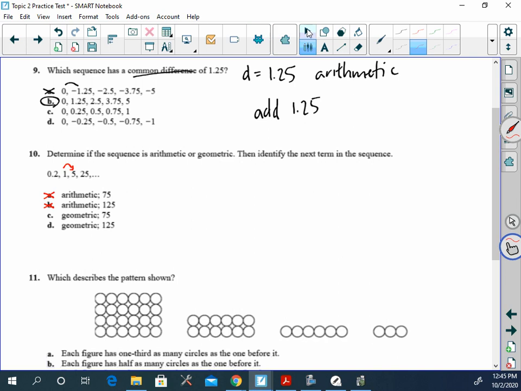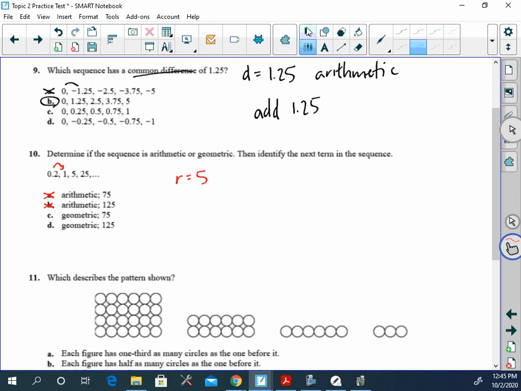So geometric is trying to figure out what we are multiplying by. This first one's a little bit harder to see, but if we shift over here, you can see you're multiplying by 5 to go from there to there, and you're multiplying by 5 to go from here to here. If you think back to here, it is multiplying by 5. So it's geometric, and we're multiplying by 5. Our r value is 5.